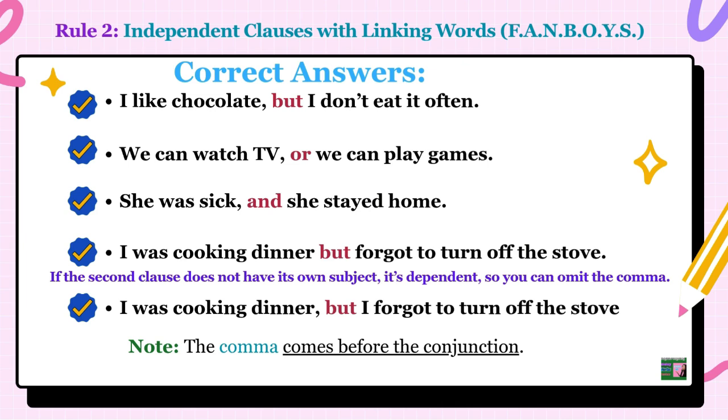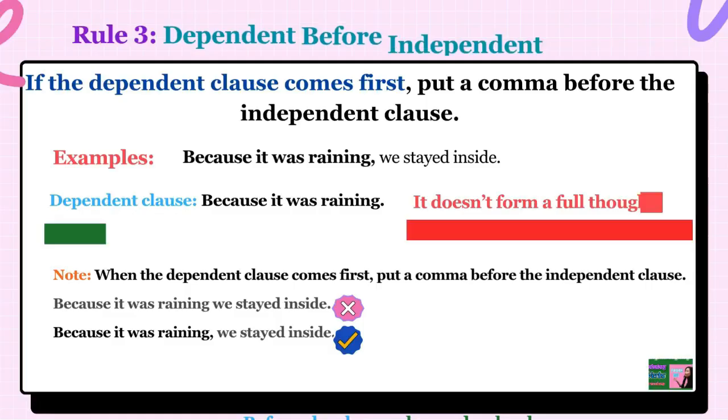For sentence number 4: I was cooking dinner but forgot to turn off the stove. This sentence has no comma because the second clause, "forgot to turn off the stove," doesn't have its own subject. Since it's dependent, the comma can be omitted. Next: I was cooking dinner, comma, but I forgot to turn off the stove. Notice that the comma comes before the conjunction.